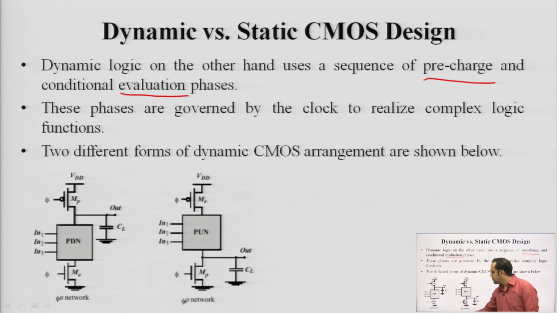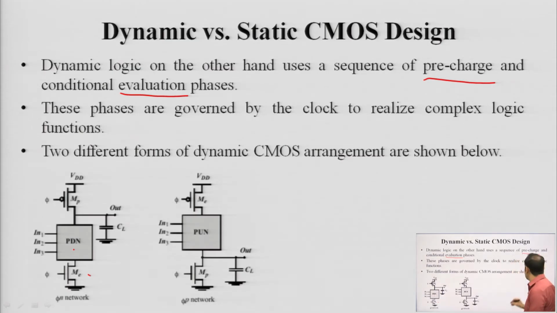N type dynamic CMOS circuit, where you have a pull down network where all the inputs are being applied. Okay. All the inputs are being applied to the pull down network consisting of NMOS transistors, and this is followed by another NMOS transistor which is known as the evaluation transistor.